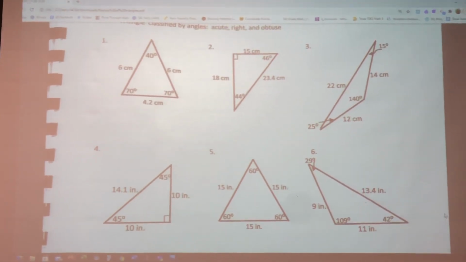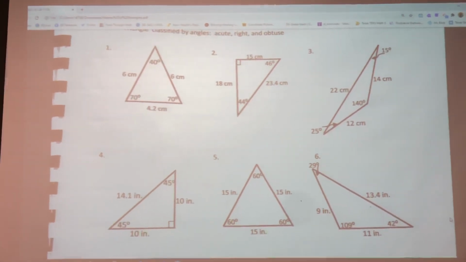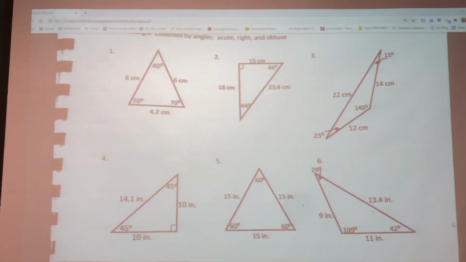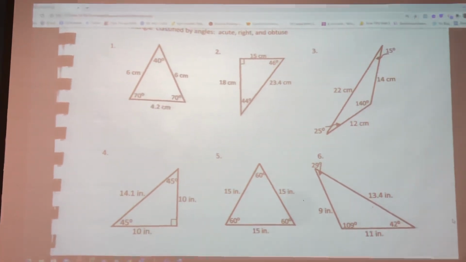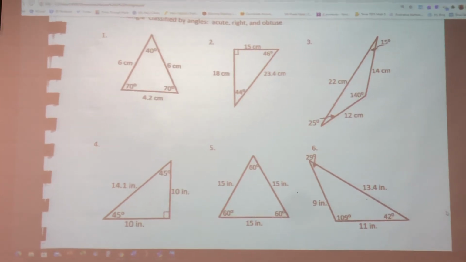Number 3. Jacob, what would you call number 3? Obtuse scalene. Obtuse scalene is correct, because none of the 3 angles are the same. None of the 3 sides are the same. And one of the angles is greater than 90.